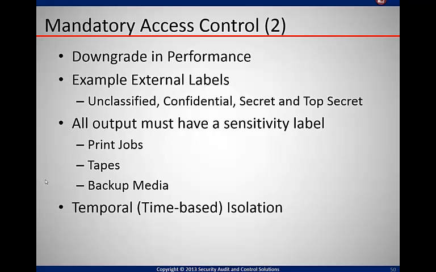Examples of external labels include things like unclassified, confidential, secret, and top secret, where all outputs must have a sensitivity label. For example, print jobs, tapes, and backup media.